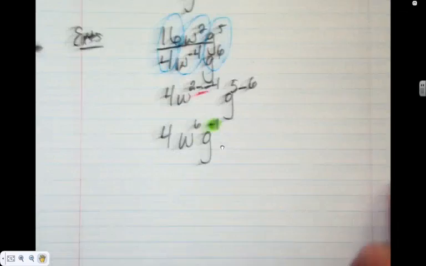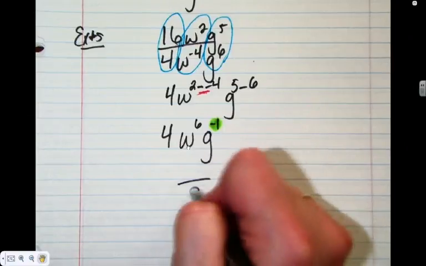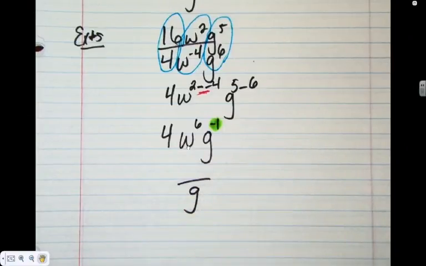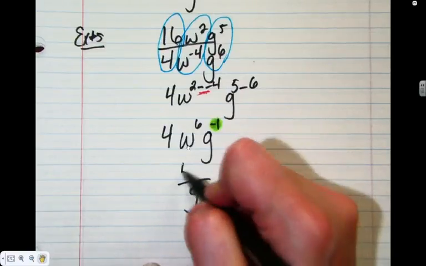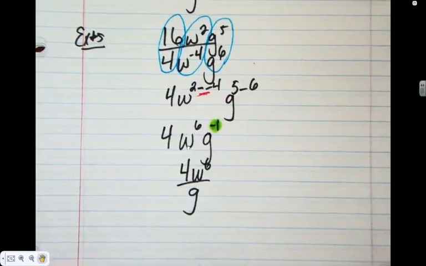That's very odd. What do we do with the negative exponent? Drop it down, so g goes down to the bottom. He still has his 1, we just don't need to write it. What's on the top? So what did we not move? The 4 and the w to the 6. How we doing? Are you getting less scared or more scared?